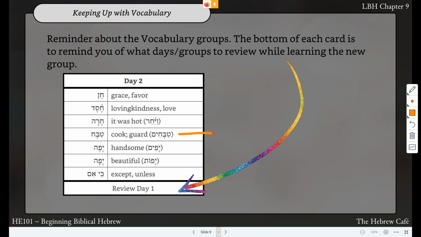Tabachim, here I just put the plural form of tabach. Handsome, yafe would be plural yafim. Yafa is Yafot.